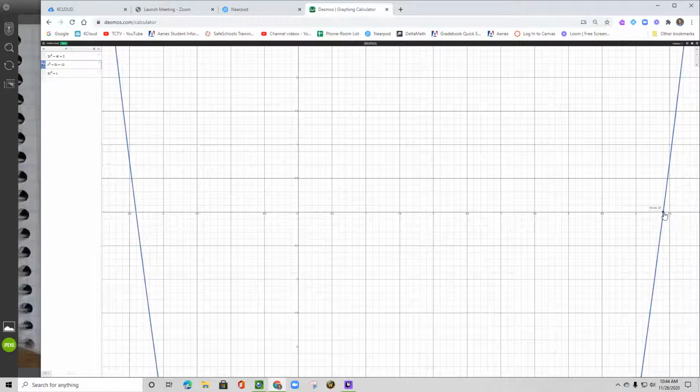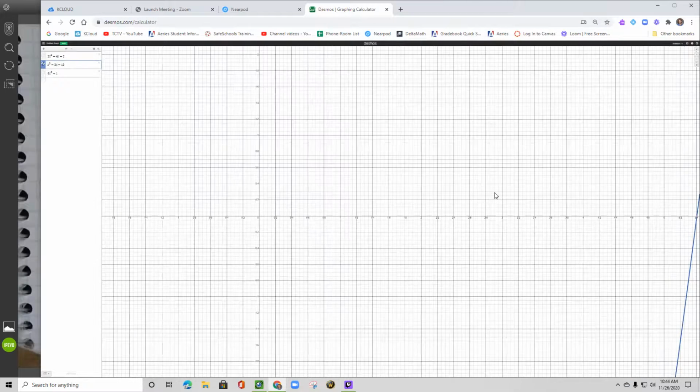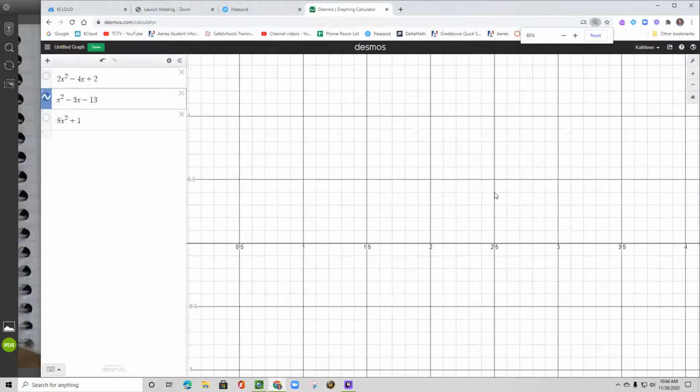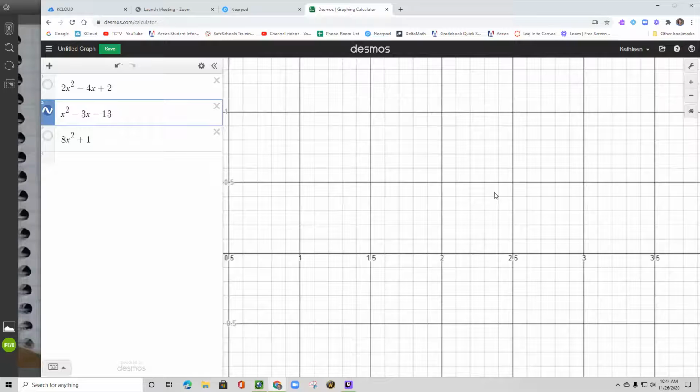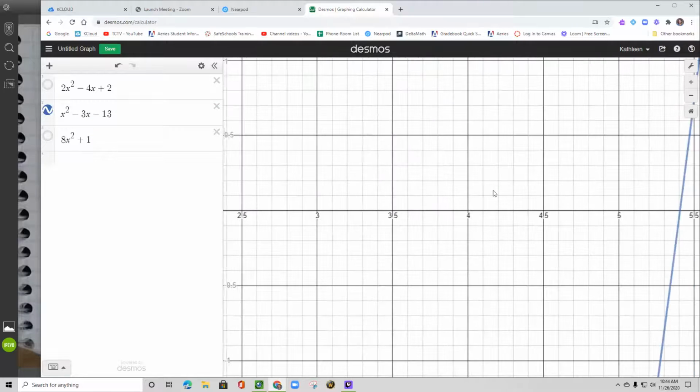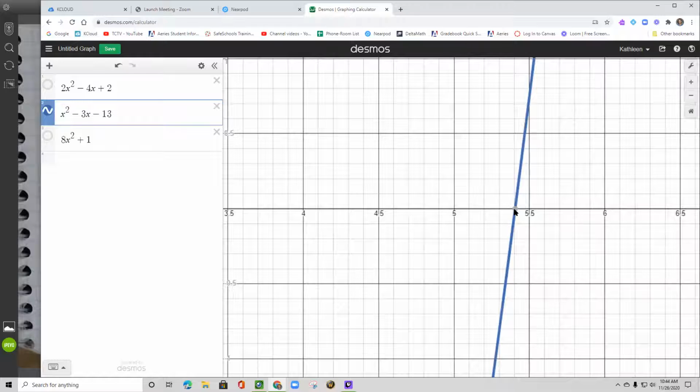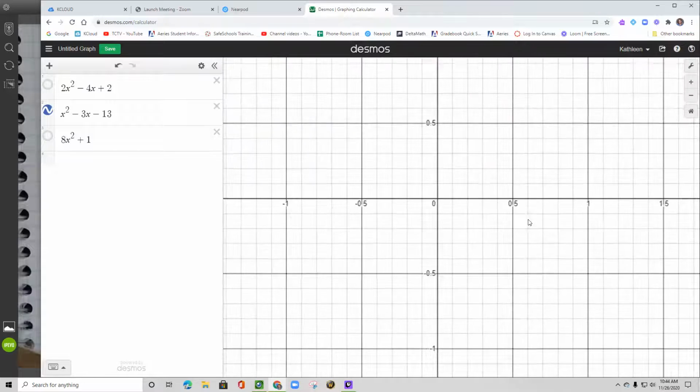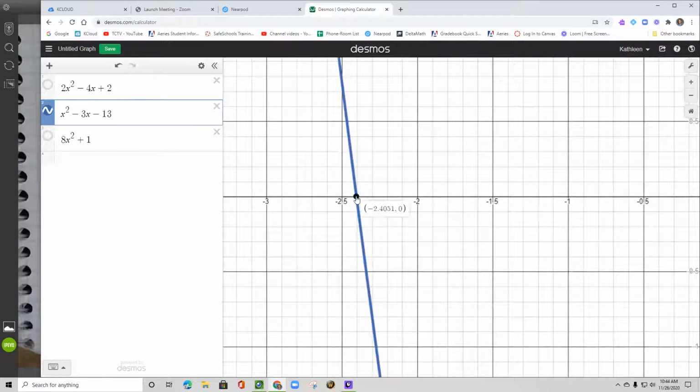The two places where my quadratic crosses the x-axis are not whole numbers. That's why I have a radical in my answer. So 5.405, and then also negative 2.405. Those are my solutions.